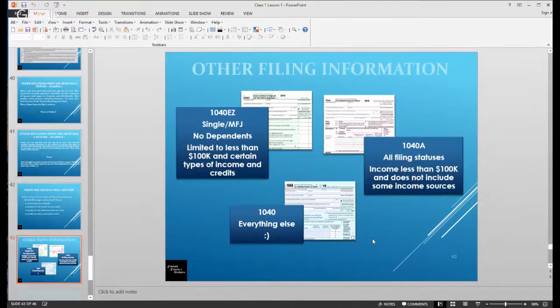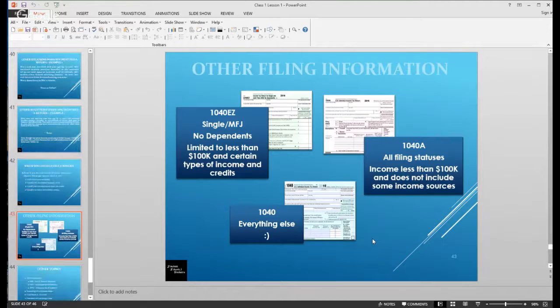There are 3 different forms that you can use to report your taxes. They're the 1040EZ, 1040A, and the 1040. We use predominantly the 1040 in tax preparation for professionals. In the event that you are single, married filing jointly, have no dependents, and you have less than $100,000 and just certain types of income and credits, you might qualify for the 1040EZ.